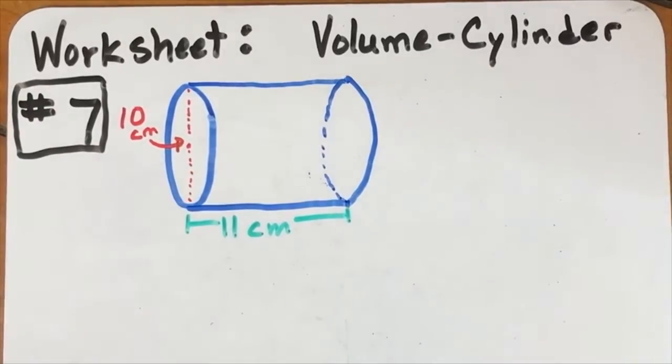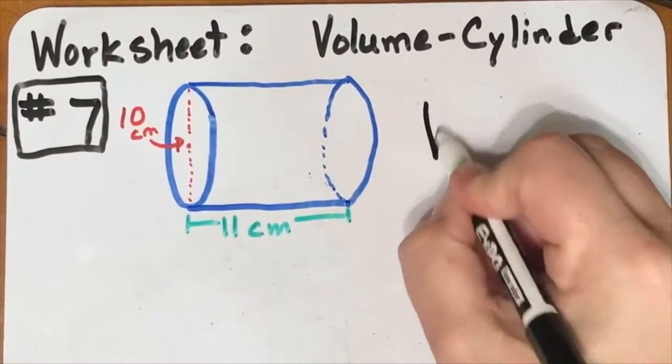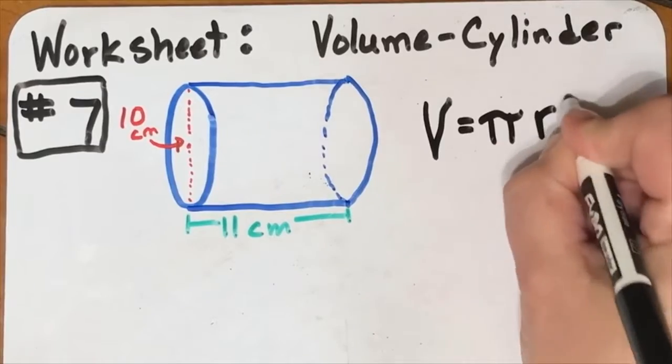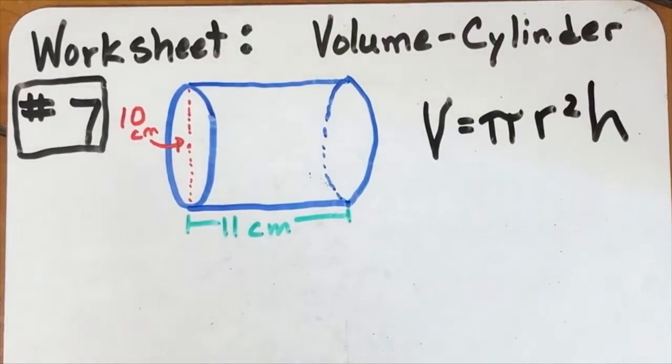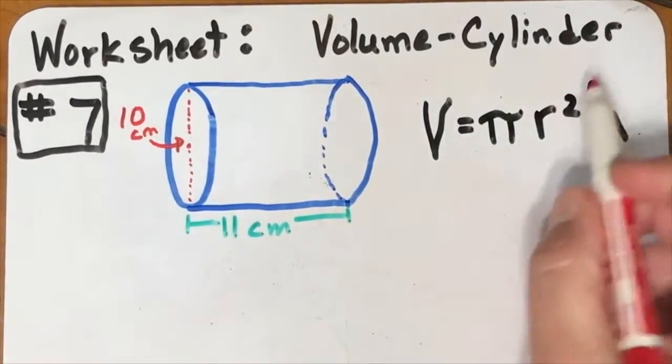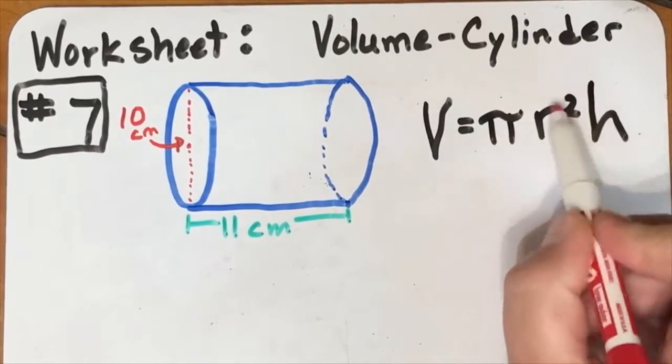Okay, so worksheet, volume, cylinder, number 7. So volume of a cylinder is pi r squared times h, the height. And so we just need to plug in our values for the radius and the height.